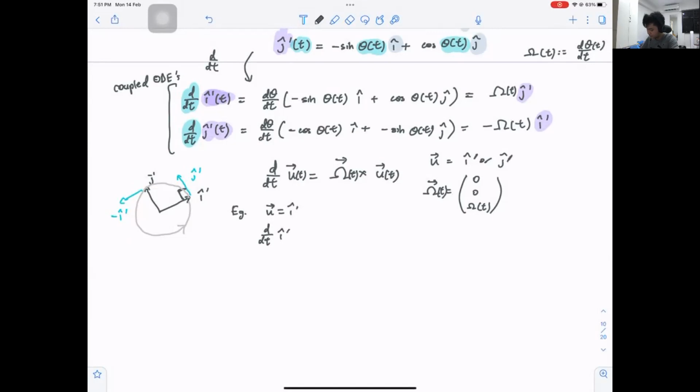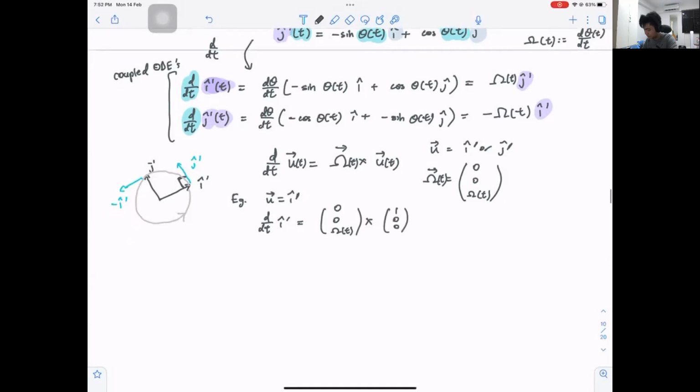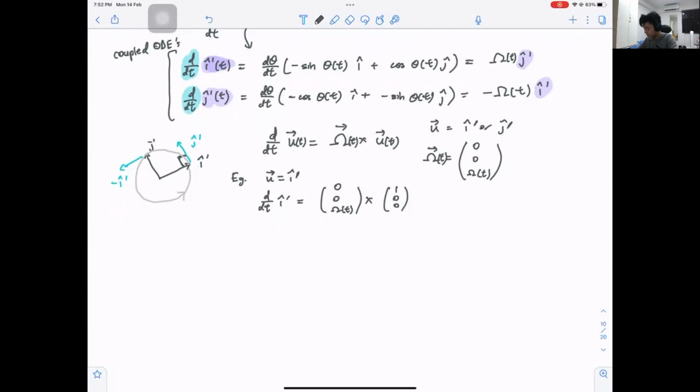If we let u equal i hat prime, then the derivative of i hat prime equals omega, which depends on time, cross (1, 0, 0) cross i hat prime, right? Which equals (1, 0, 0) in the primed rotated frame. Then this is simply omega of t k hat prime cross i hat prime, and that equals omega of t j hat prime. So we see that we have recovered the first equation over there.